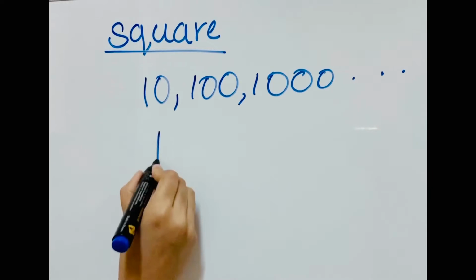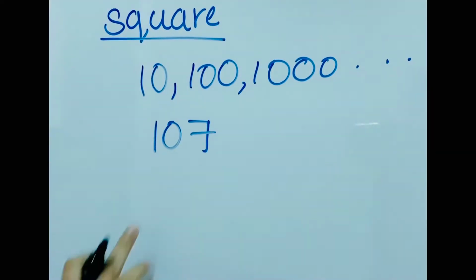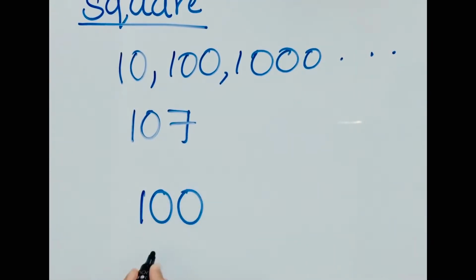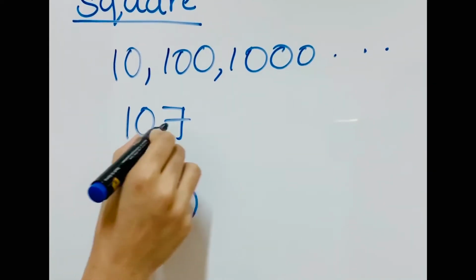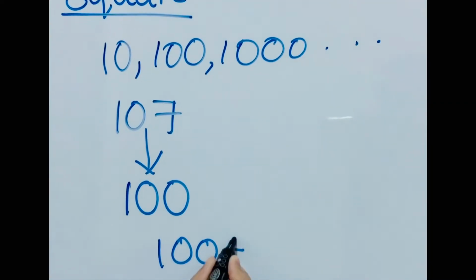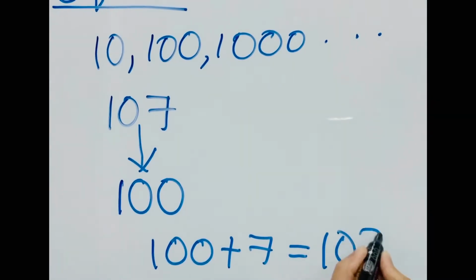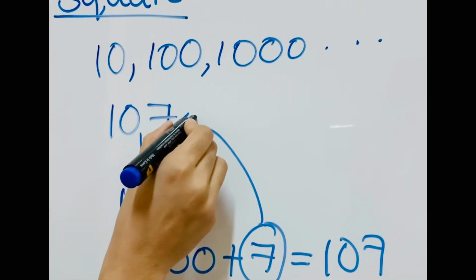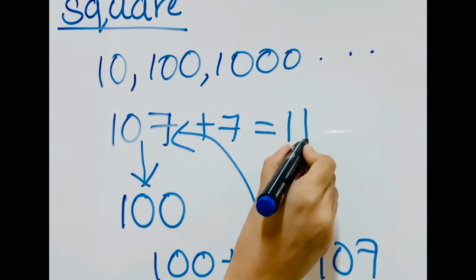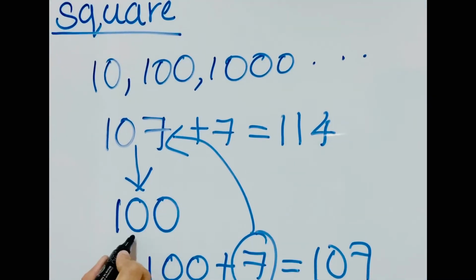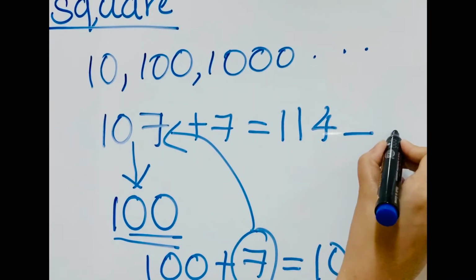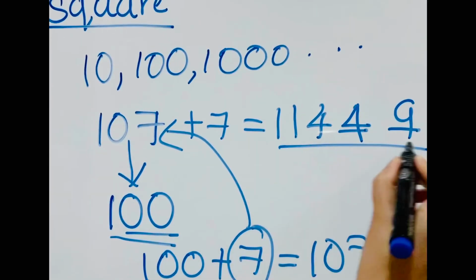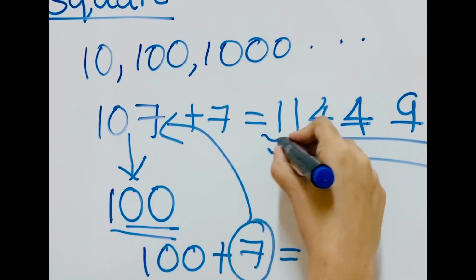Now we can find the square of 107. Here what is our base? It is near to 100, so we can take the base as 100. Then find the difference between these two numbers. That is 100 plus 7 is 107, so the difference is 7. Just add this difference to this number: 107 plus 7 is 114. Now here two zeros are there, so we want two numbers. So 7 square is 49. So the square of 107 is 11449.